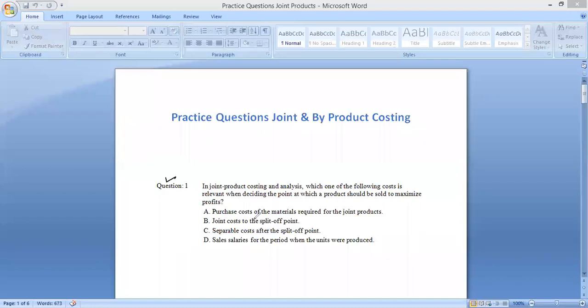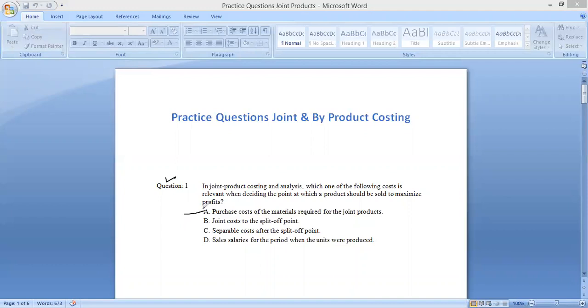Question number one, students, which I selected, says that in joint product costing and analysis, which one of the following costs is relevant when deciding the point at which a product should be sold to maximize profits? So he's asking what the decision point is and what relevant cost we should consider when we want to sell our product with maximum profit.